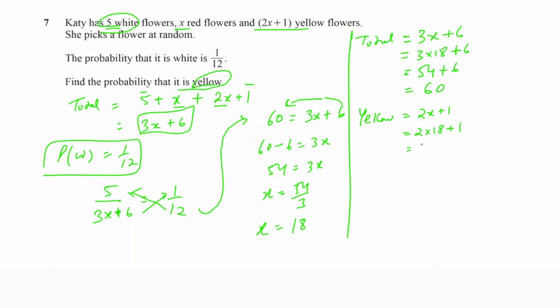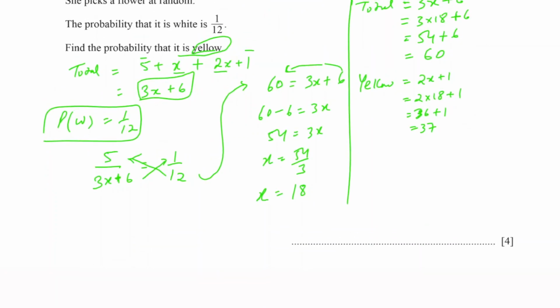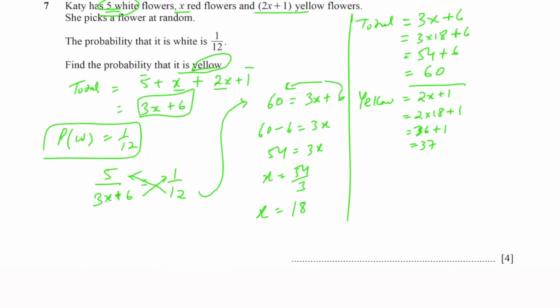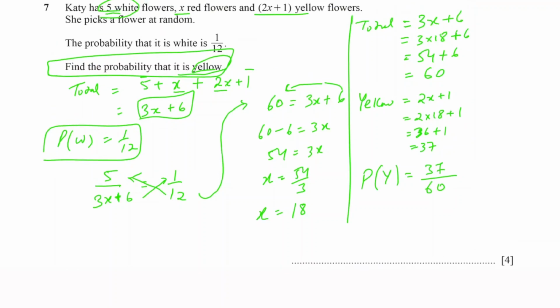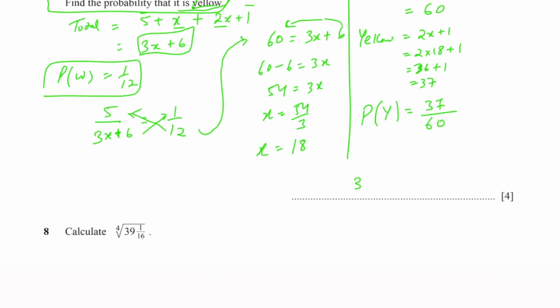So 18 times 2 is 36, and 36 plus 1 is 37. See, all of these you can easily do with a calculator, but I'm just telling you the ways that we need to do it. For yellow flour, the values are already given, so you can calculate like that. The probability of yellow flour is what we have to find, right? The probability that the flour is yellow is the yellow flour divided by the total number of flours, that is 60. So we have the final answer as 37 by 60.